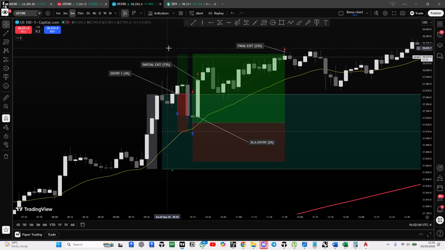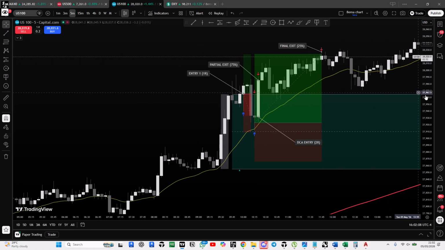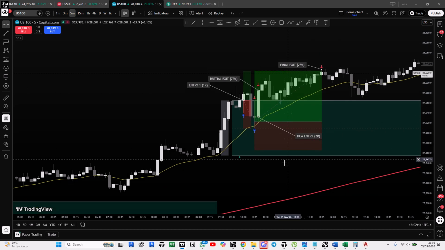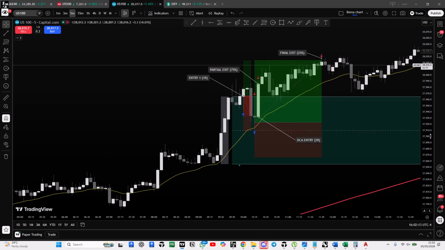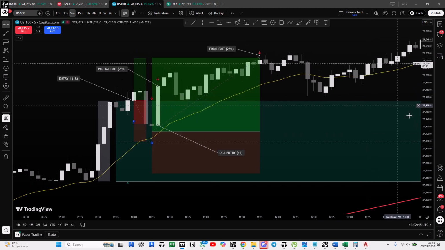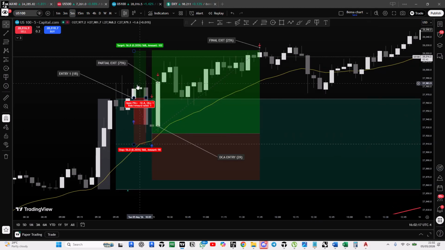Now this TP is dynamic. It's not always 50. It's not a fixed ratio. We have a way that we determine that. And if you get to join my Discord, you'll be able to learn how we do that. Okay, how we determine the TP.